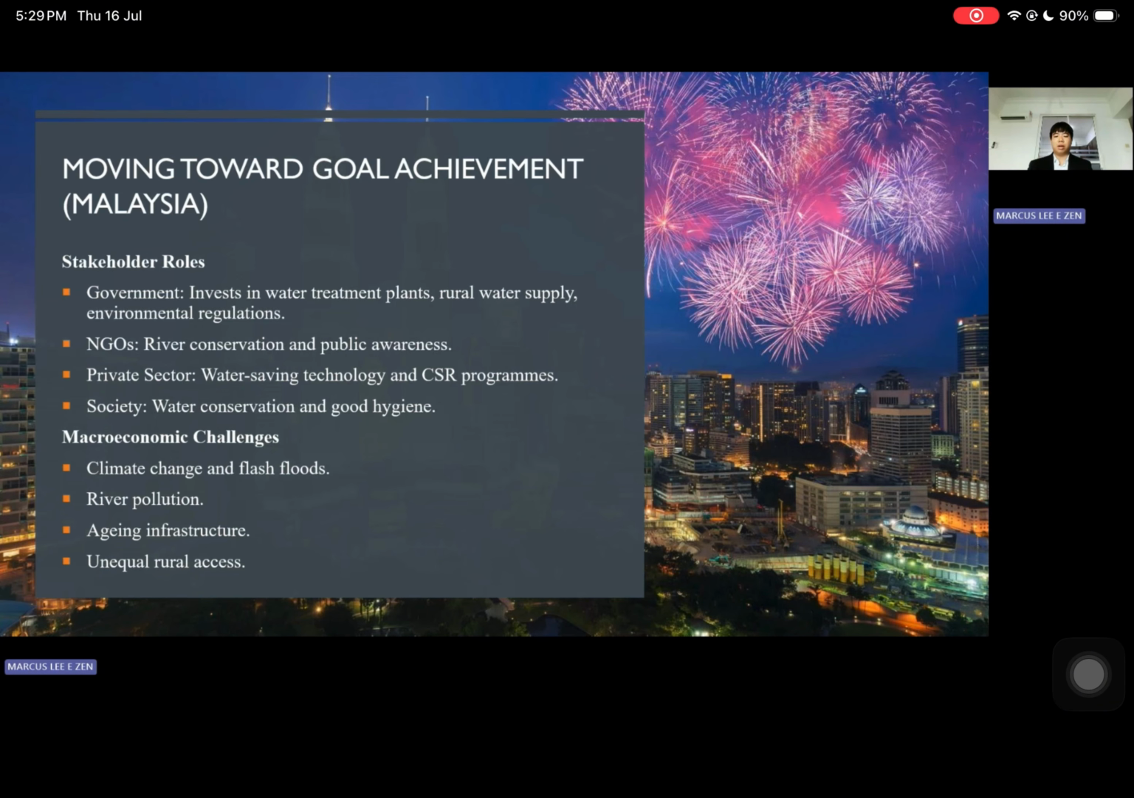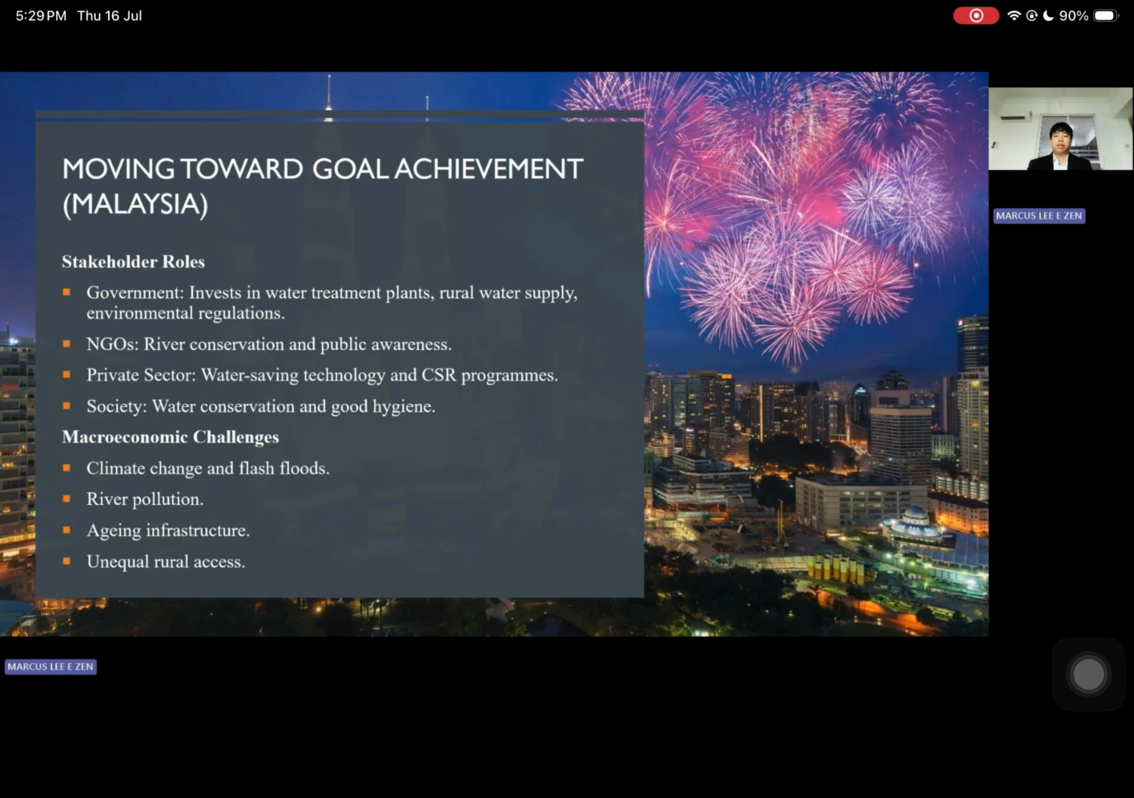Next, NGOs such as environmental organizations help by protecting rivers and educating the public about water conservation. The private sector supports SDG Goal 6 by developing water-saving technologies and carrying out corporate social responsibility, or CSR, programs. Finally, society also contributes by saving water, practicing good hygiene, and keeping rivers clean.